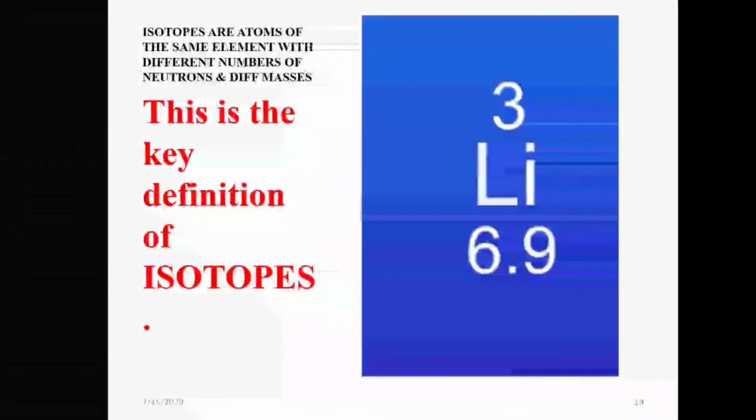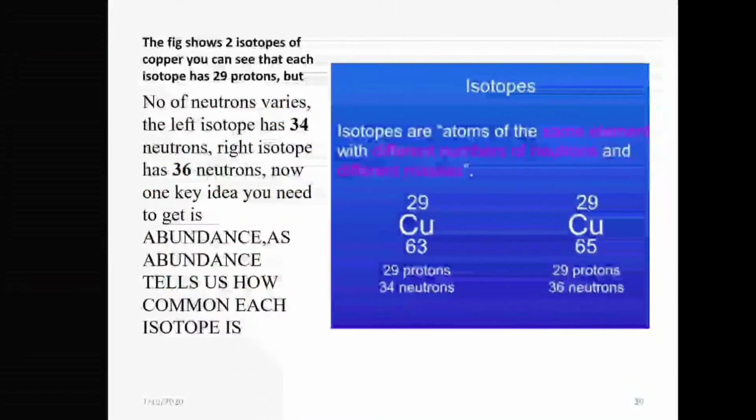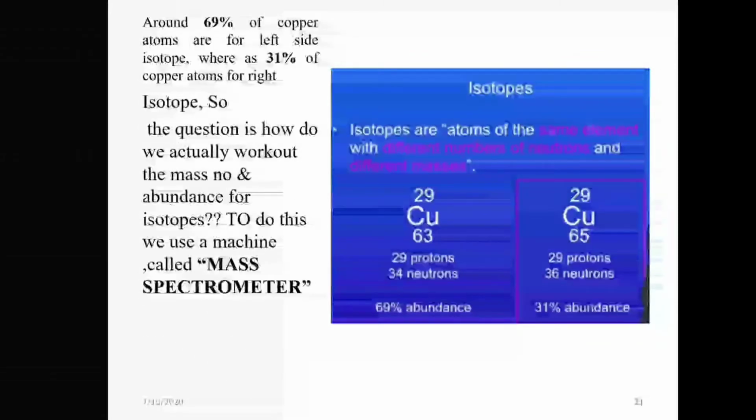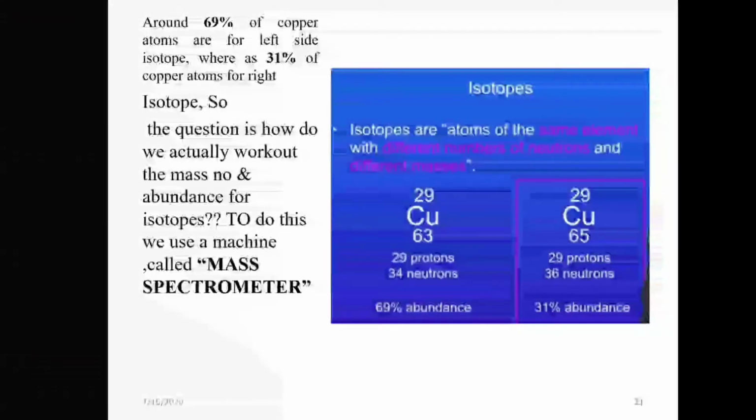Isotopes are atoms of the same element with different numbers of neutrons and different masses. This is the key definition of isotopes. The abundance tells us how common each isotope is. Around 69% of the copper atoms are the left-side isotope, whereas 31% of copper atoms are the right one. So the question is, how do we actually work out the mass number and abundance for isotopes?